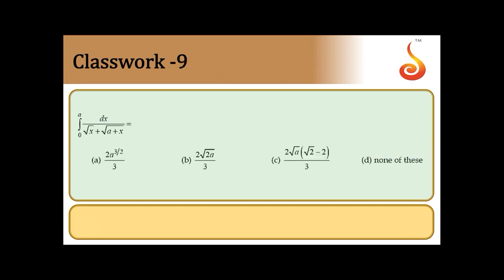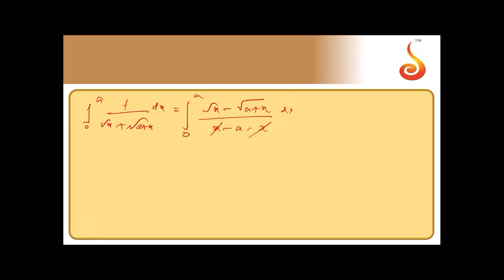Coming to the next one: integral 0 to a of root x by root of a plus x. Integral 0 to a of 1 divided by root x plus root of a plus x dx. Rationalizing it, integral 0 to a of root x minus root of a plus x divided by x minus a minus x. Of course x is cancelled, and the minus sign, if you interchange the values, 1 by a, it is a plus x to the power of 3 by 2 into 2 by 3.